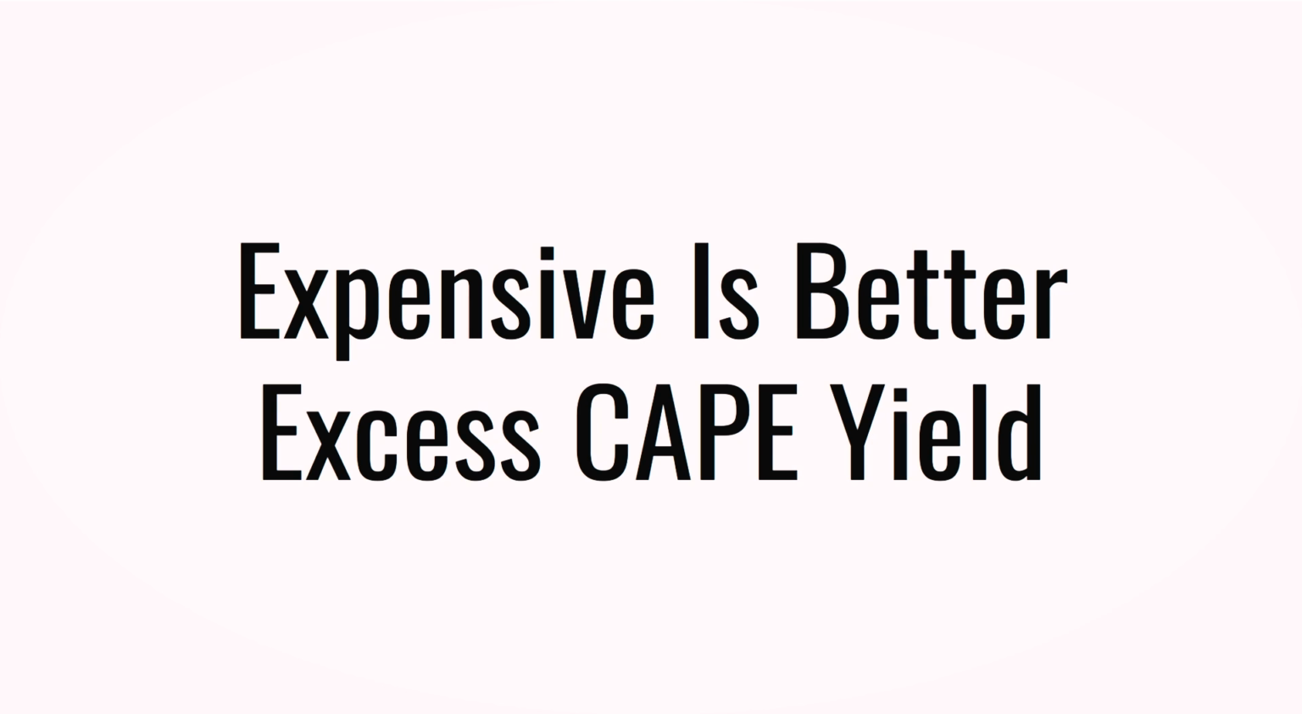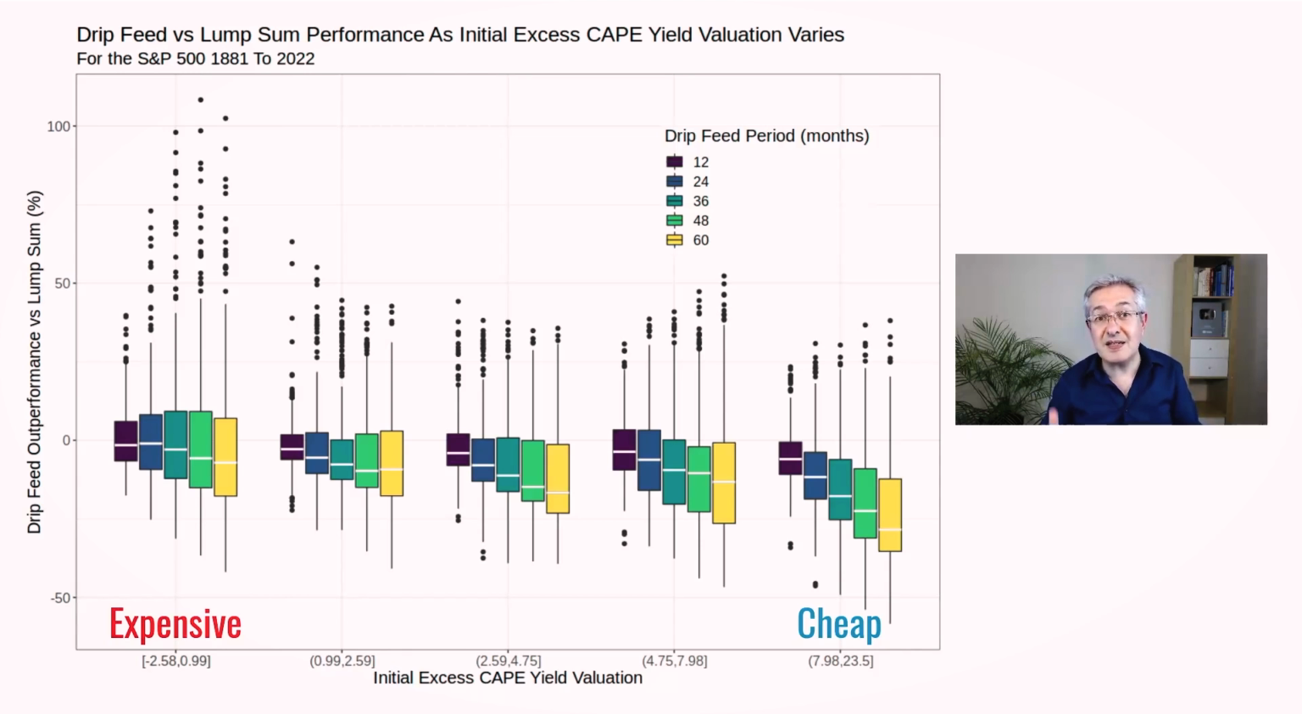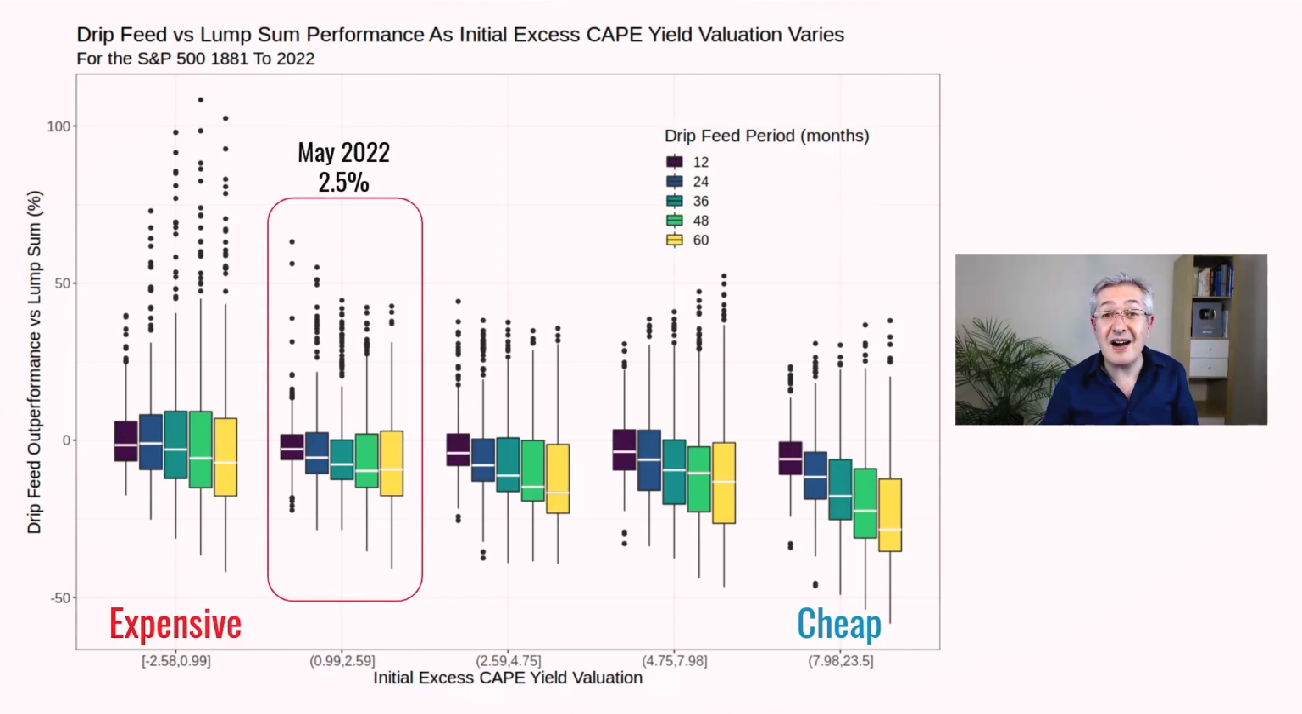So Robert Shiller came up with something called the excess CAPE yield, but it turns out that tells a very similar story. The only difference in this graph that you can see beside me is that expensive is now on the left-hand side rather than the right-hand side. So when the excess CAPE yield is low, that means equity markets are cheap. And this valuation measure does take interest rates into account. Now, according to this measure, currently markets aren't as expensive as they are for, say, CAPE. So now we're only in the 4th quintile of expensiveness. So by this measure, it isn't as attractive right now to drip feed.